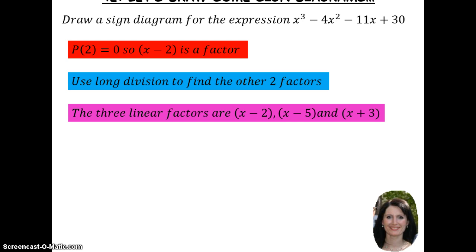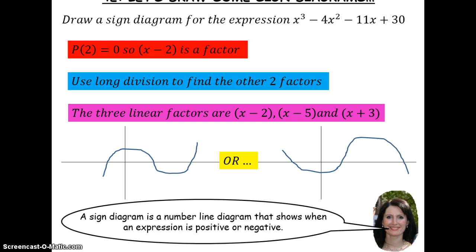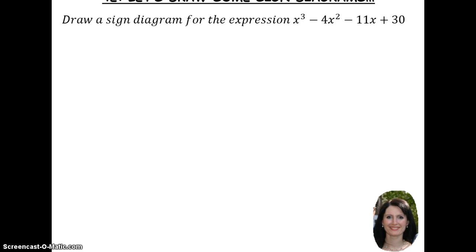You can look at one of the previous videos on long division if you need to see how that is done. Now, what we want to know is, does our graph look like that or does it look like that? We've got a factor of x minus 2, so there must be a value of 2 on one of the x-intercepts. One of the x-intercepts will be 5 and one will be negative 3. We don't know which way our graph will be drawn though. It's where a sign diagram comes into play.